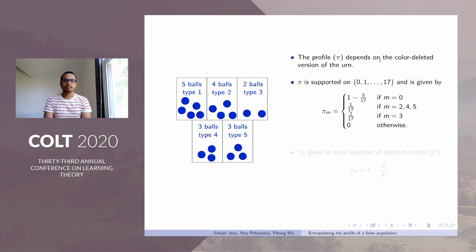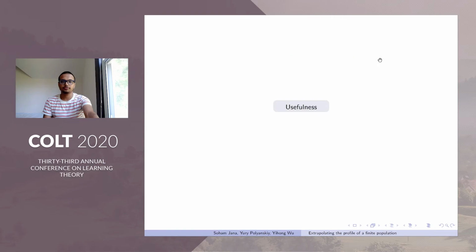This means we can calculate pi to give us that pi 3 equals 2 over 17, because there are 2 colors with 3 balls each, and pi 2, pi 4, pi 5 each equals 1 over 17 by the same reasoning. We note that pi naught actually gives us the total number of distinct colors, as pi naught equals 1 minus the total number of distinct colors divided by the size of the population.